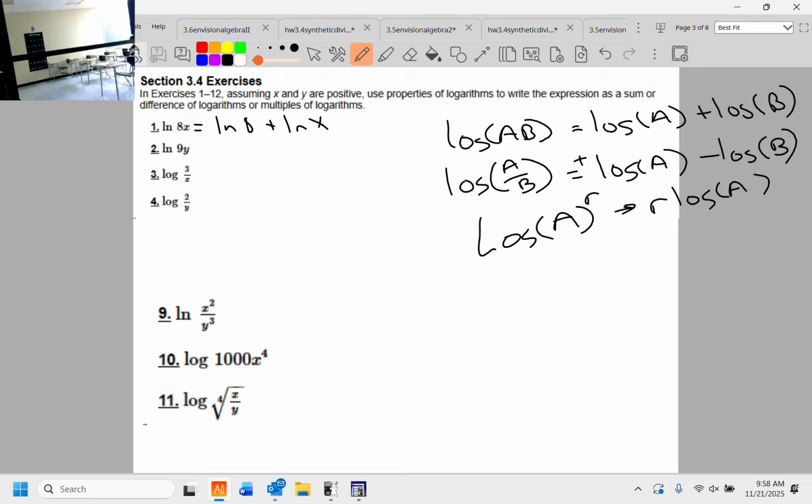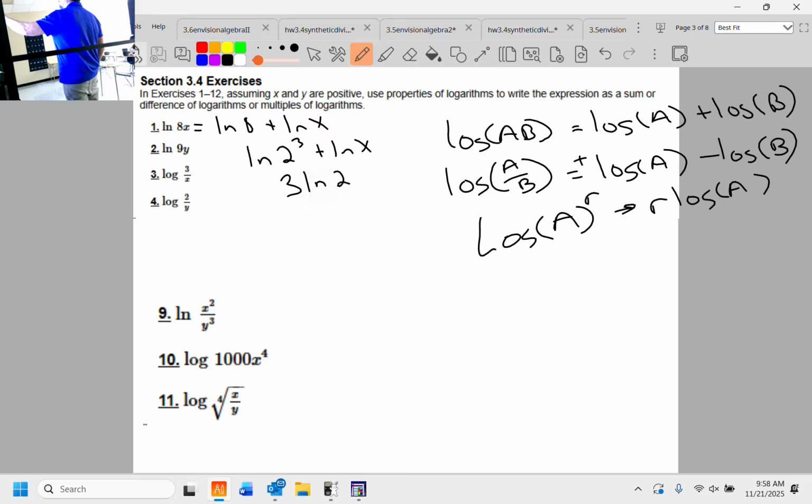So what you're really looking for is a kid that can't realize that this is the natural log of 2 cubed plus the natural log of x. It's about manipulation. And finally, where can 3 go? Up front. So whenever you're doing these things, you try to break them down as far as you can break them down. And that is as far as that one can be broken down.